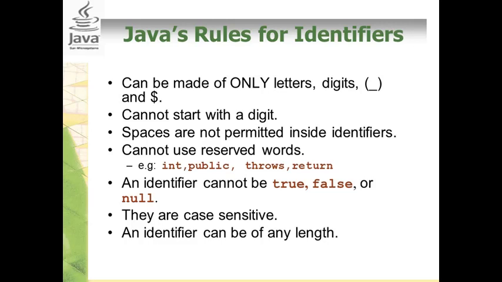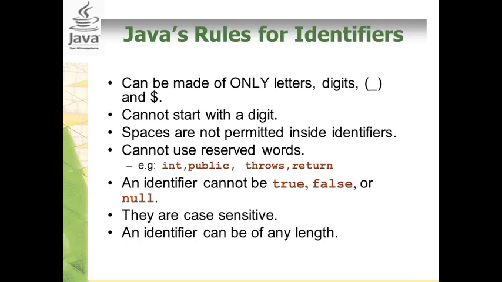First, it can be made only with letters A, B, C, D, or digits 1, 2, 3, underscore, and dollar sign. That means you cannot put a plus sign, you cannot put a blank character, and you cannot use a dash, etc. The second rule is you cannot start with a digit, cannot start with a number. That means it can start with an underscore, it can start with a dollar sign, and definitely it can start with the letters A, B, C, D.